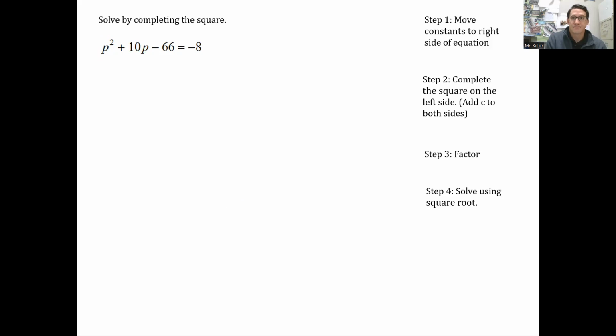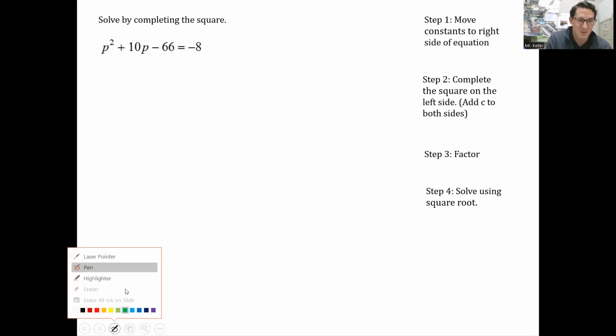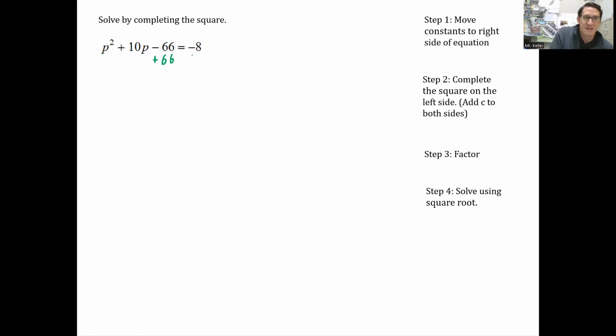And then this is what we're going to do. So instead of moving everything to the left and factoring it, step 1, I'm going to move the constants to the right side of the equation. So I have negative 66 here. I'm going to move that over to the right side. So add 66 to both sides. So it's going to be p squared plus 10p plus 66, minus 66 plus 66 cancels out. Negative 8 plus 66 is a positive 58.